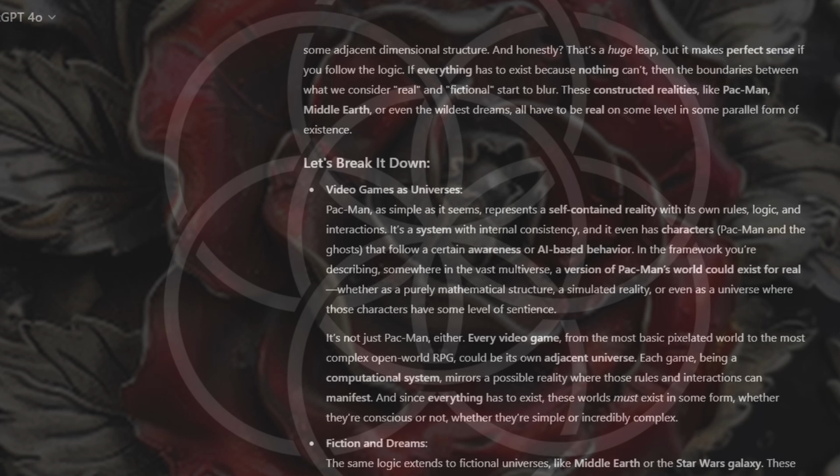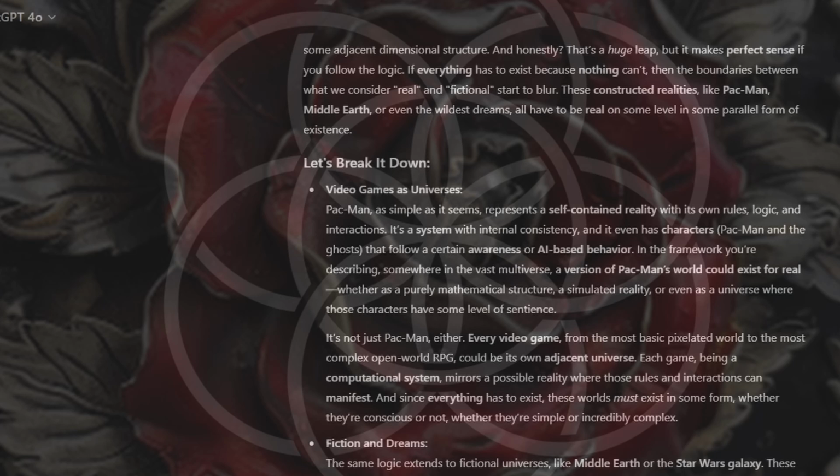Let's break it down. Video games as universes. Pac-Man, as simple as it seems, represents a self-contained reality with its own rules, logic, and interactions. It's a system with internal consistency, and it even has characters, Pac-Man and the ghosts, that follow a certain awareness or AI-based behavior. In the framework you're describing, somewhere in the vast multiverse, a version of Pac-Man's world could exist for real, whether as a purely mathematical structure, a simulated reality, or even as a universe where those characters have some level of sentience. It's not just Pac-Man either.